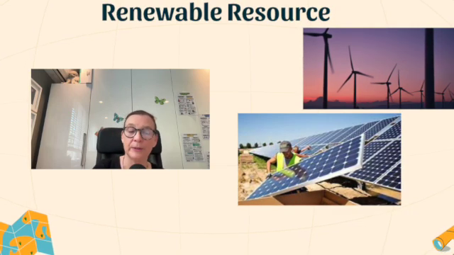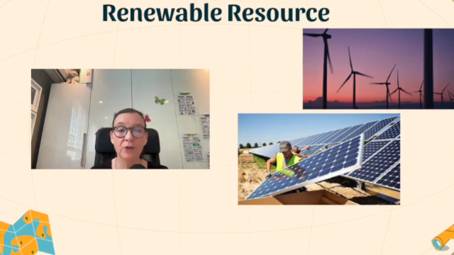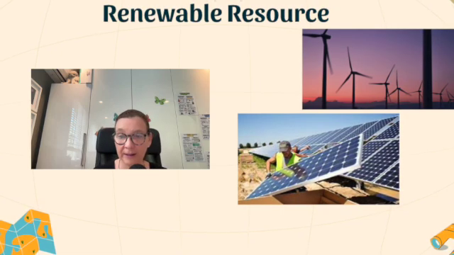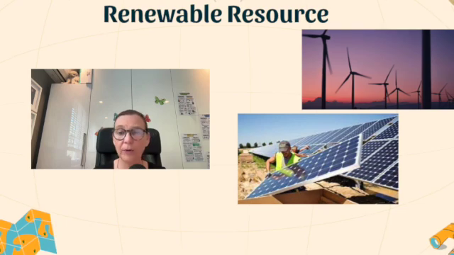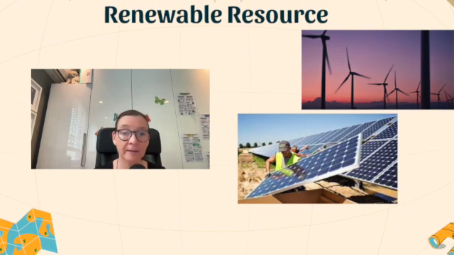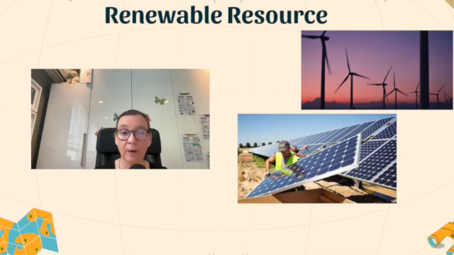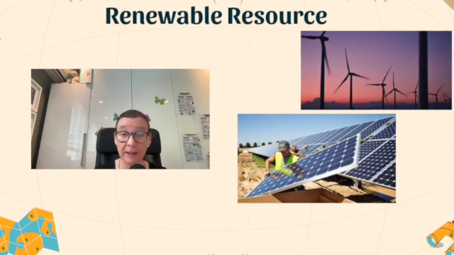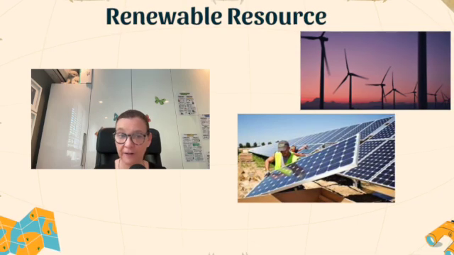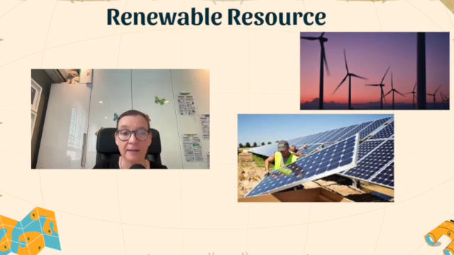So here's some examples. We'll start with solar energy. Solar panels capture sunlight and turn it into electricity or heat. It's clean, renewable, and helps reduce pollution. Second, wind energy. Wind turbines use the wind's motion to spin the blades and generate electricity. It's efficient and it doesn't release harmful gases.